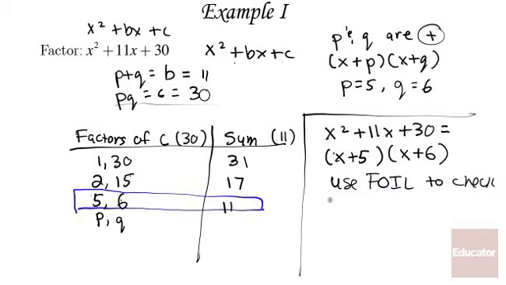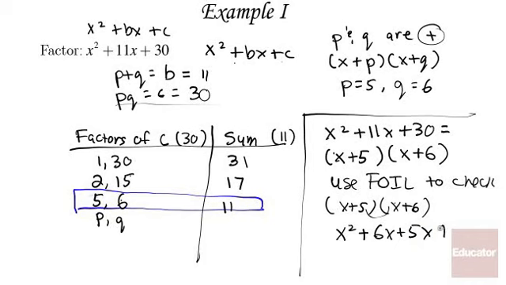I'm going to multiply my first terms, and that's going to give me x squared. My outer terms, 6x. Inner terms, 5x. Last terms, 30. Simplify to get my original expression back.